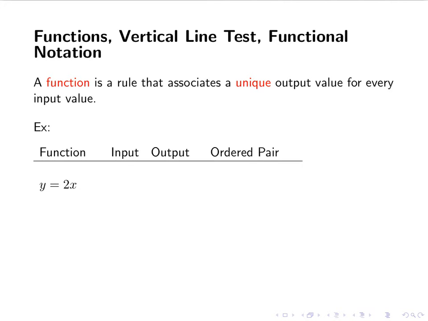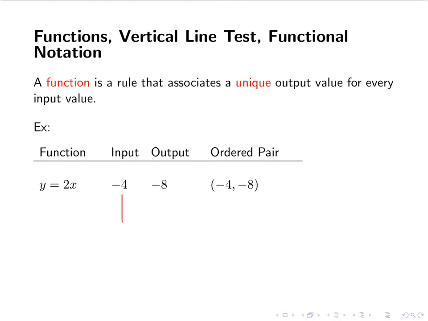So the first function is y equals 2x. So the rule is to take the input, which is x, and multiply it by 2. So if our input is -4, we multiply -4 by 2, and our output is -8. We're going to put our input and output function values together as an ordered pair. So it's an ordered pair because the order very much matters. It is the input and then the output.